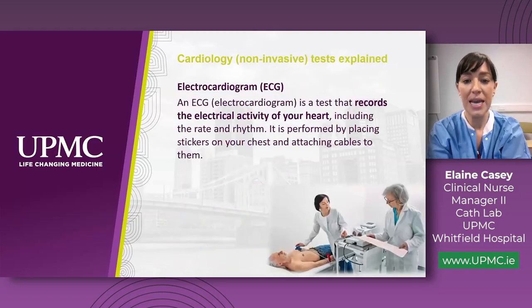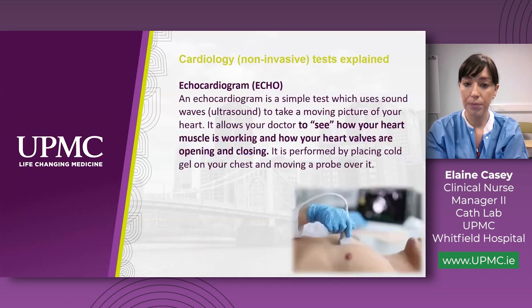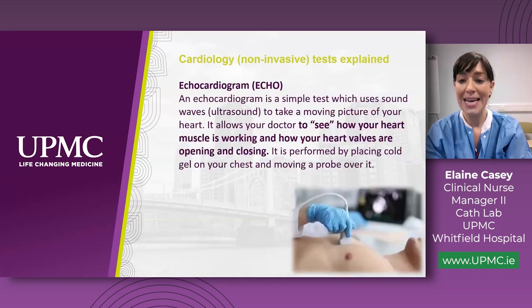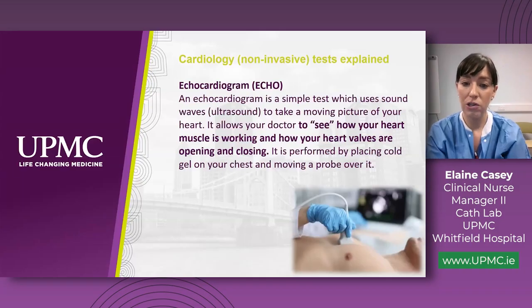So just to explain, an electrocardiogram or ECG is a test that records the electrical activity of your heart, including the rate and rhythm. It's performed by placing stickers on your chest and attaching cables to them. An echocardiogram or echo is a simple test which uses sound waves or ultrasound to take a moving picture of your heart. It allows your doctor to see how your heart muscle is working and how your heart valves are opening and closing. It's performed by placing cold gel on your chest and moving the probe over it.